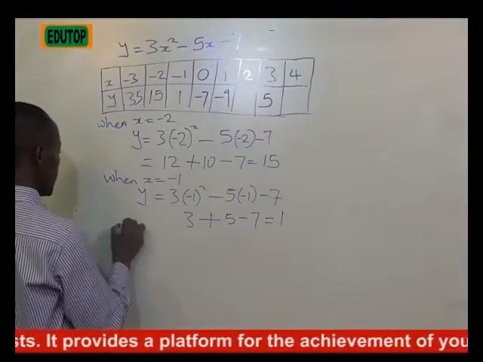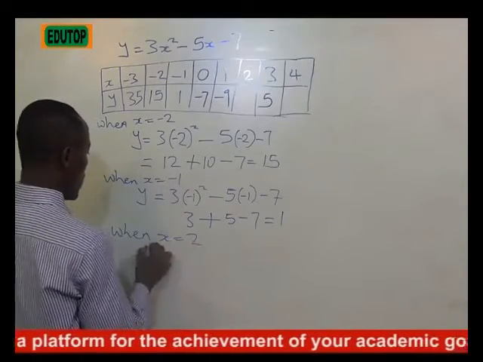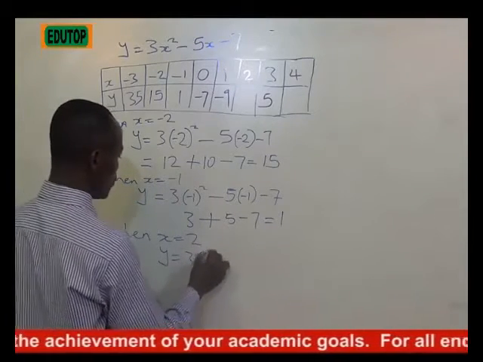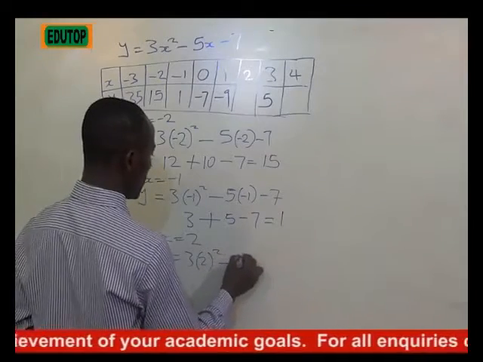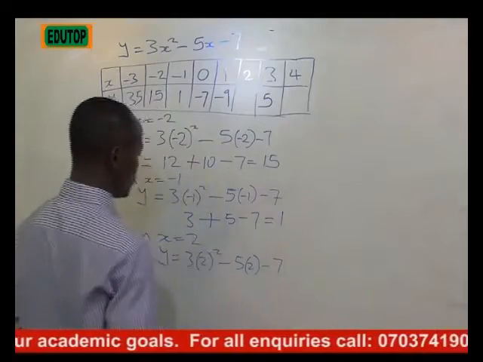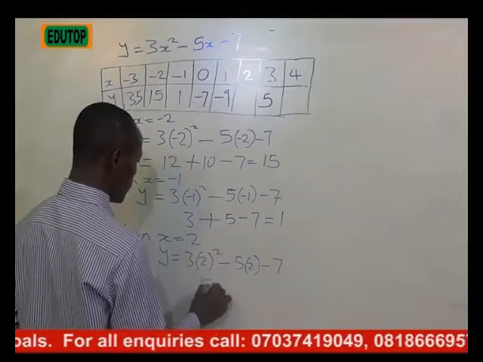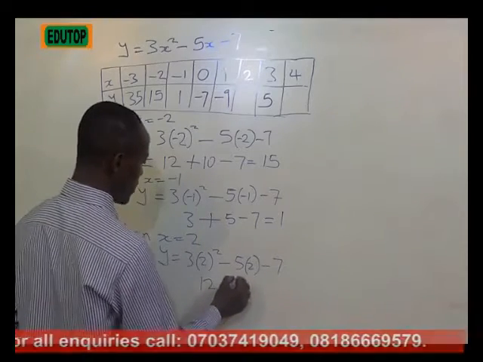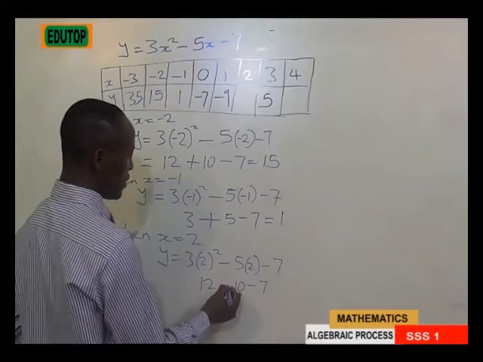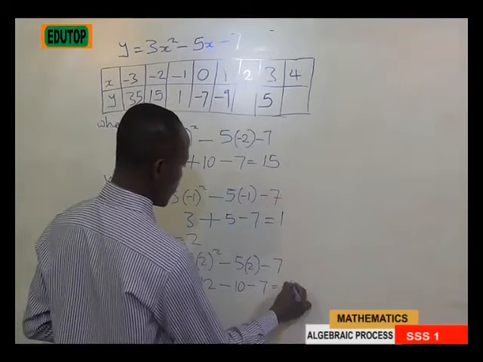Now, the next one is when x is equal to 2. Our y will be equal to 3 into bracket 2 squared minus 5 into bracket 2 minus 7. 2 squared is 4. 3 times 4 is 12. Minus 5 times 2 is 10. Minus 7. 12 minus 10 is 2. 2 minus 7 will give us minus 5.